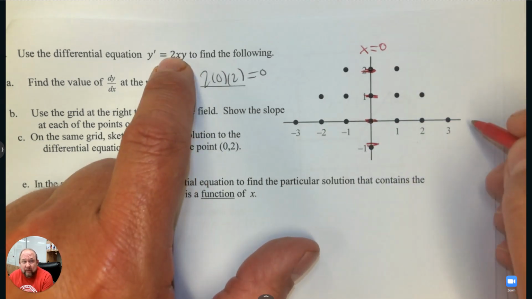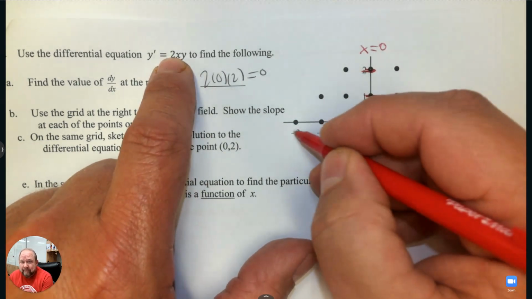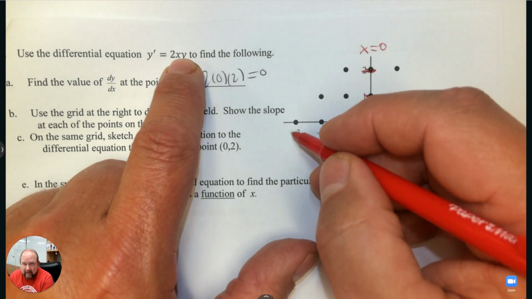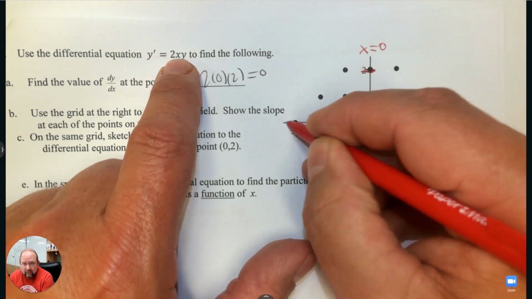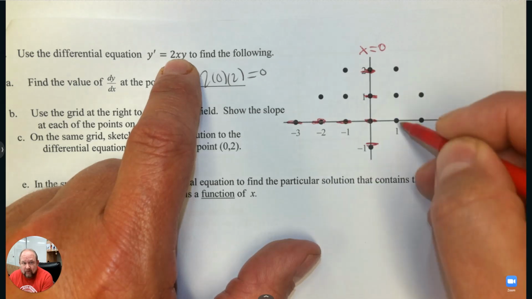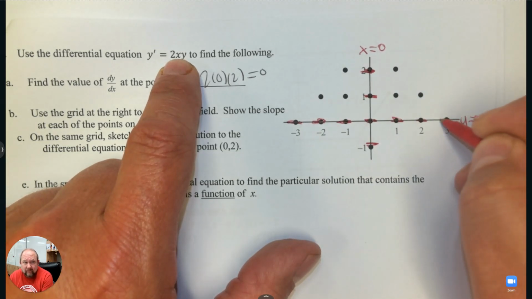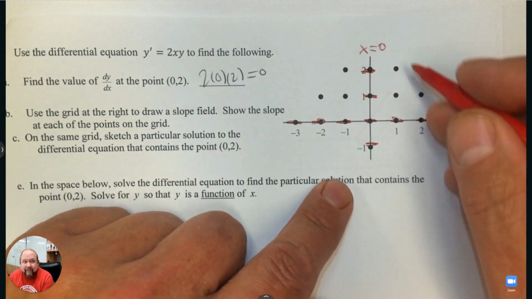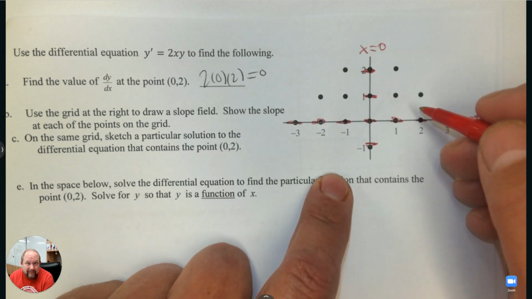I also recognize that when y equals 0, the same thing's going to happen. If I plug in 0 for y, and I solve it, no matter what x is, the answer is always going to be 0. So these are also going to be 0. So that's good. A lot of points are already done. Now, all the other ones I got to do a little mental math on.